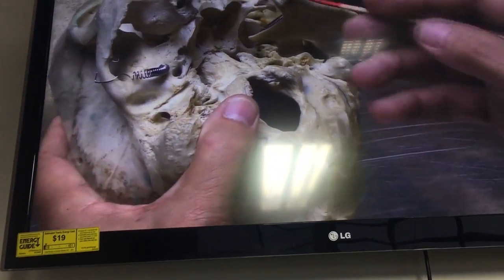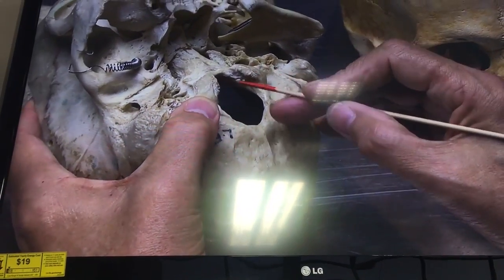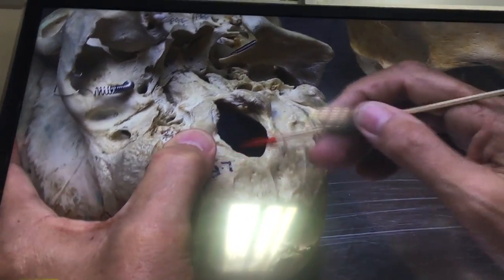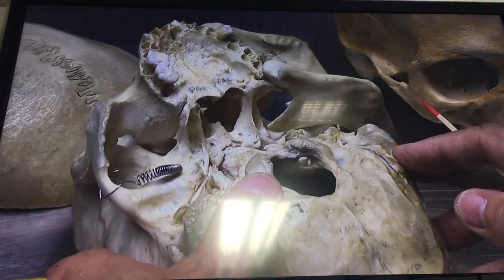That's a lot for today. It's a lot. Alright, now we should know the things that go through the foramen magnum.